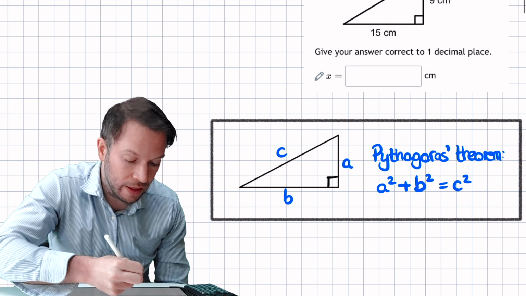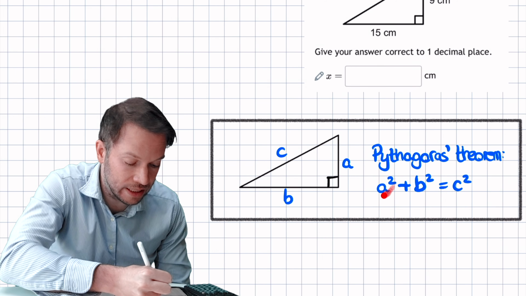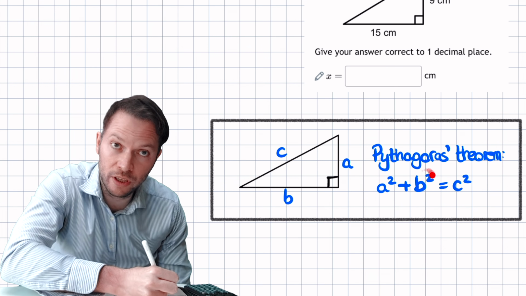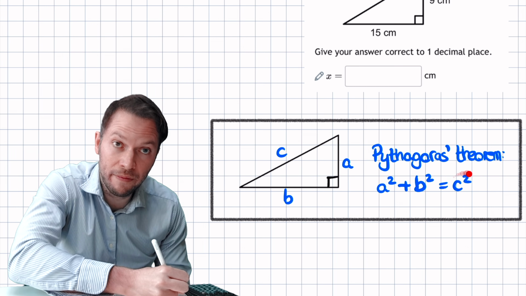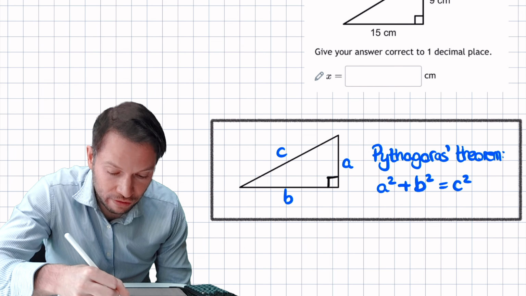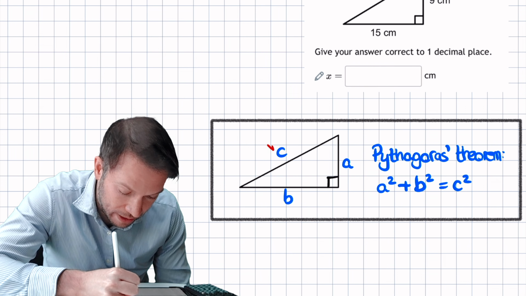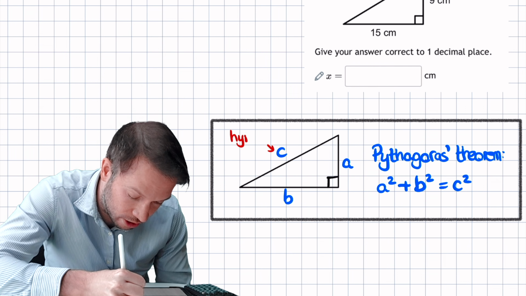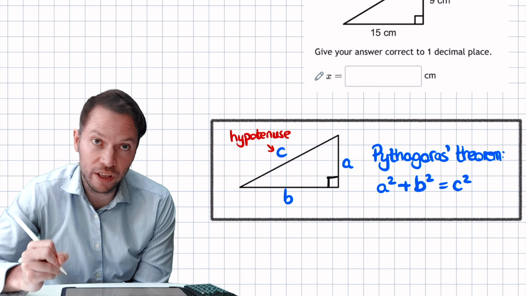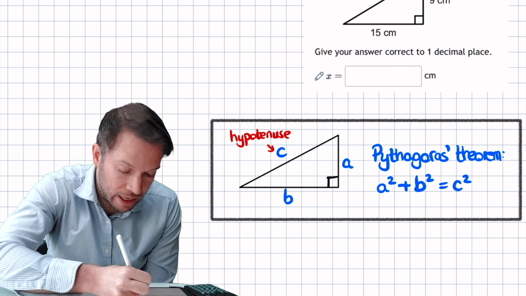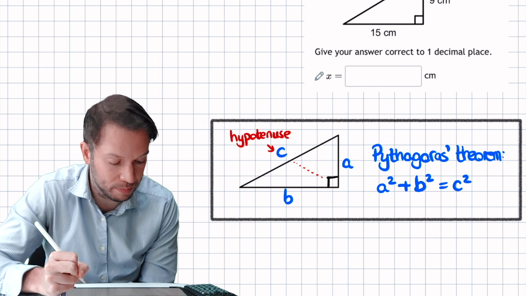It says that if you have one of the shorter lengths of the right angle triangle squared, and you add the other shorter length of the right angle triangle squared, that gives you the longest length of the right angle triangle squared. And this longest length, by the way, is known as the hypotenuse. It's quite hard to spell, hypotenuse, like that. So the hypotenuse of a right angle triangle is the longest length of the right angle triangle. It's always opposite the right angle. That's the way that we can spot it.